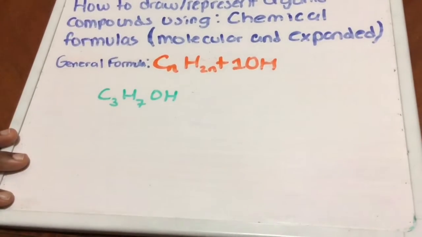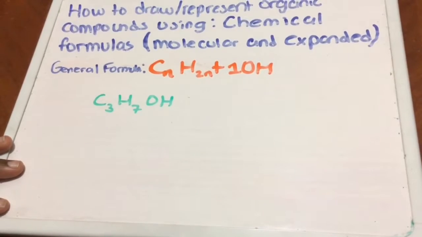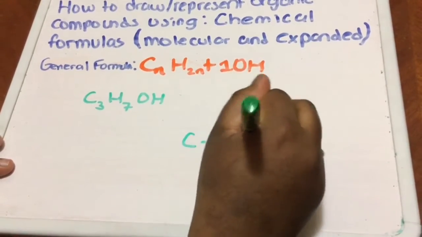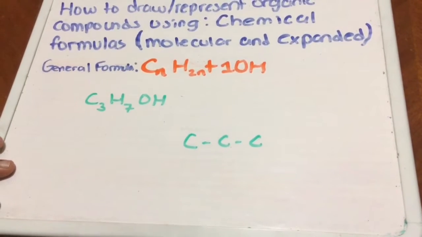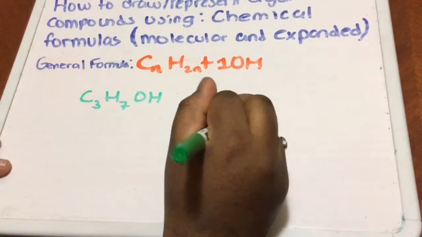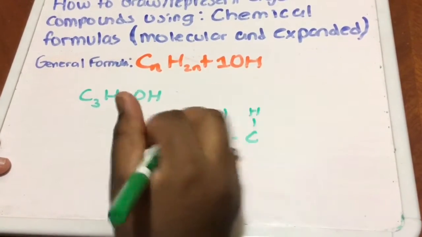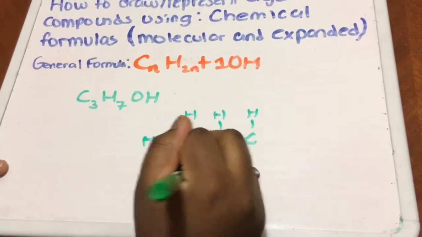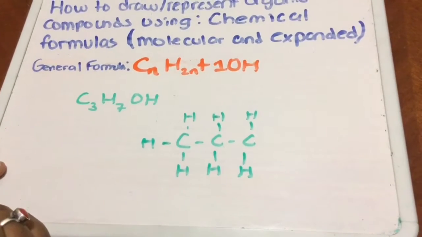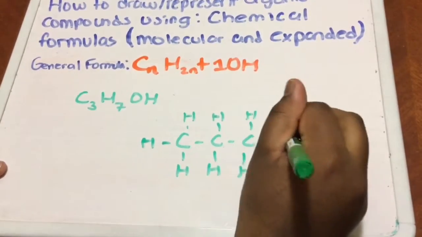C3H7OH. In order to draw this, first draw your 3 carbon atoms: 1, 2, 3. Next, surround them with your 7 hydrogen atoms: 1, 2, 3, 4, 5, 6, 7. Lastly, add the OH to one of your carbon atoms.